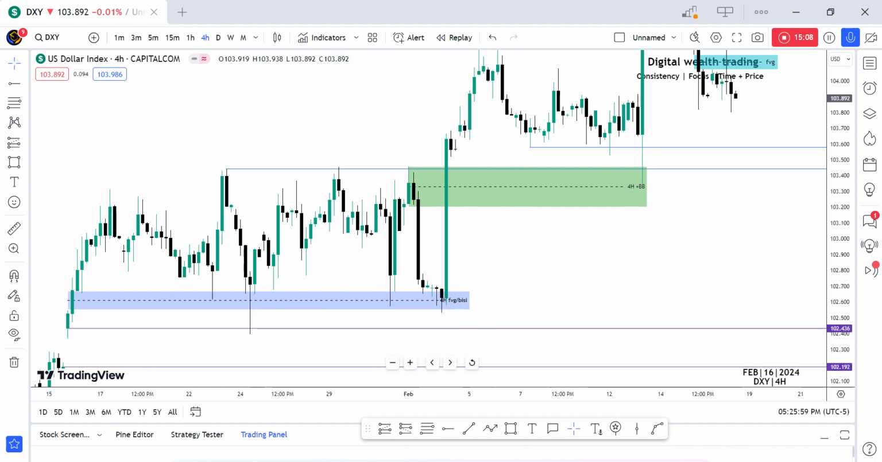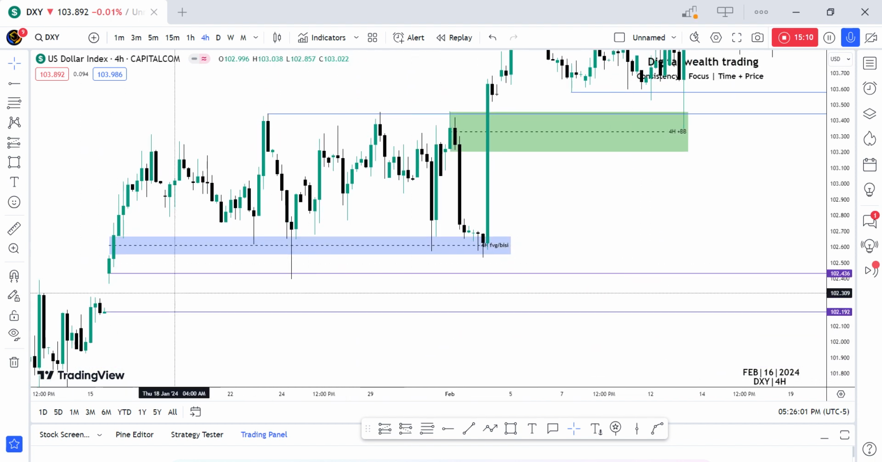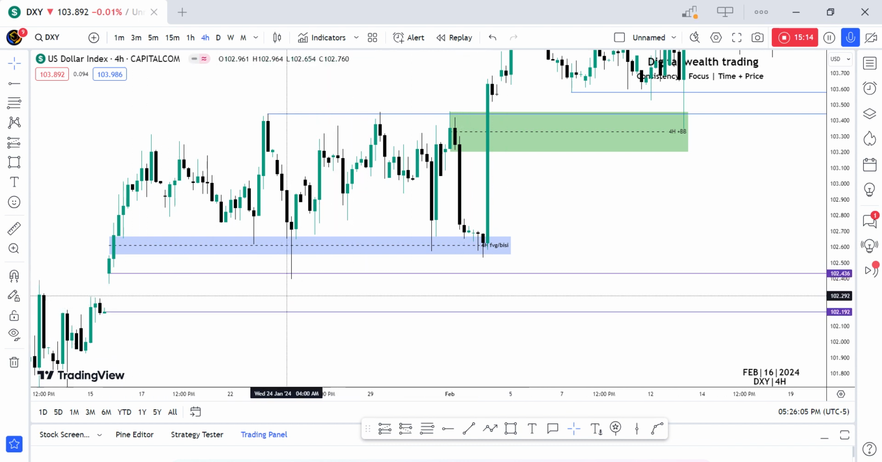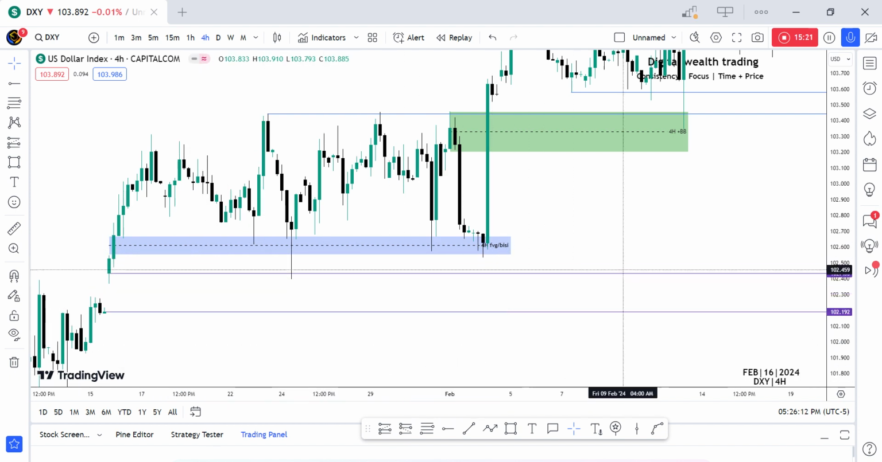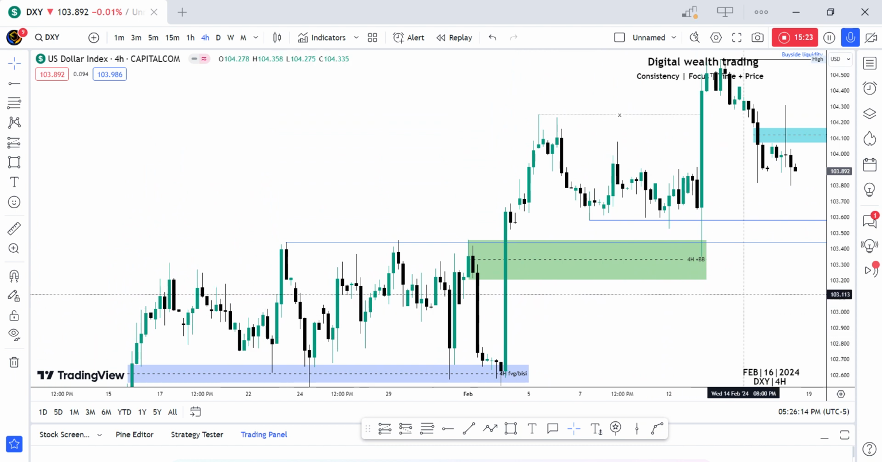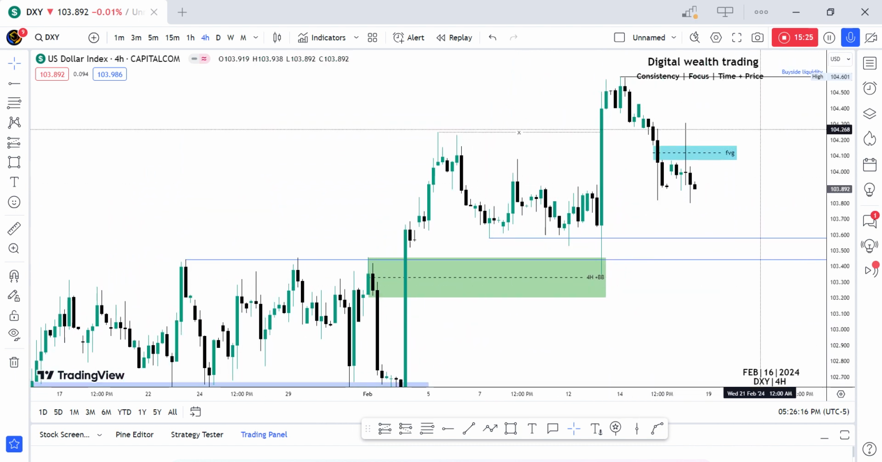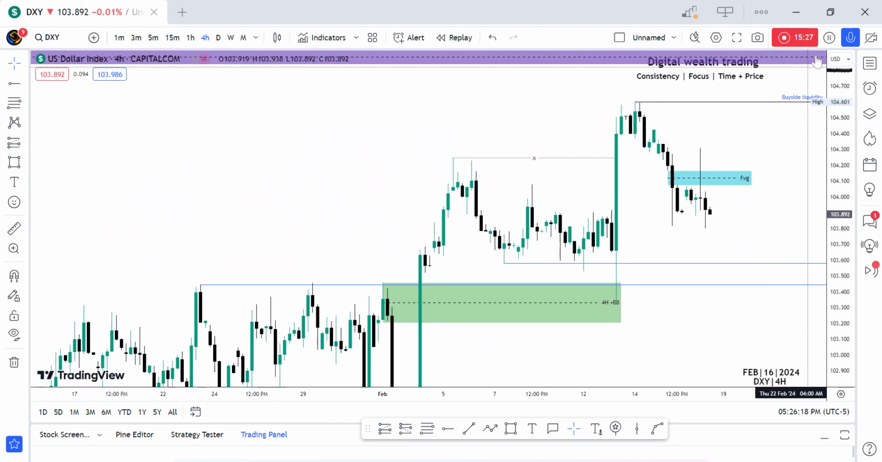So market might be seeking for that, and also market might want to retest on this volume imbalance. We really haven't sucked into this volume imbalance that much, so price might want to retest that area also. So that is it for the 4 hourly contract on the XY.